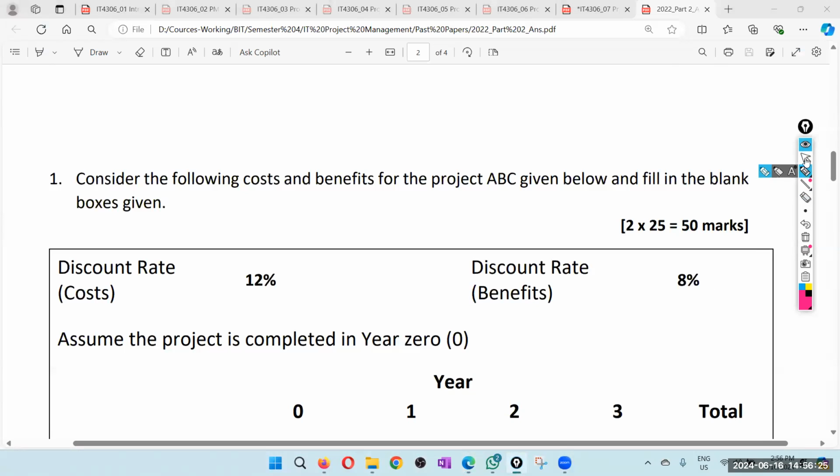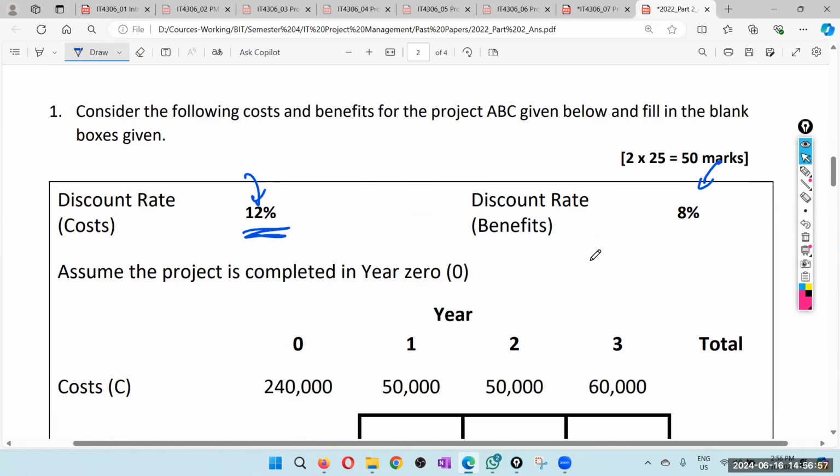That is also natural, because usually when you take a loan, you need to pay higher interest. But when you deposit money, they pay you a lesser interest rate. So for cost it is higher, like a loan. For benefits it is lesser. That is normal, right? That is how the banks operate. So therefore, they have given you two discount rates.